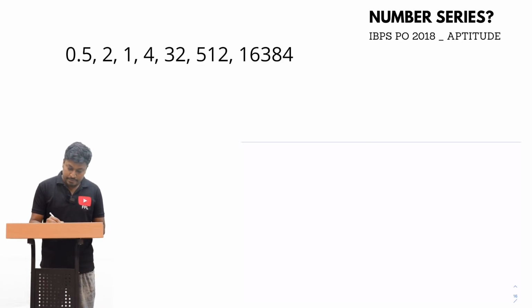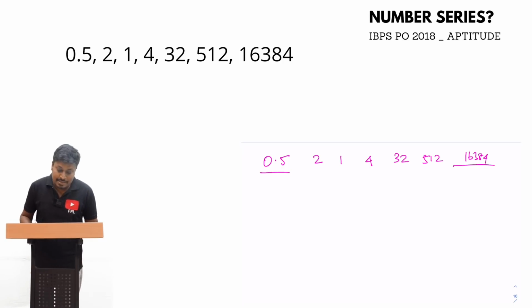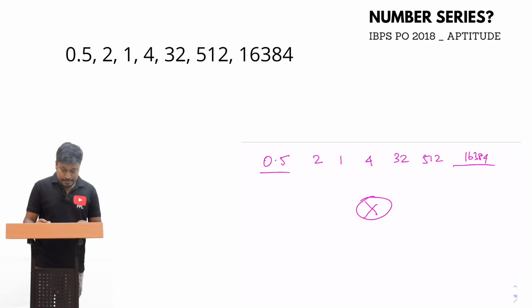So 0.5, 2, 1, 4, 32, 512, 16384. Just see, the starting number is 0.5, the ending number is 16,384. So definitely they have used the major operator, that is multiplication. So I think it must be like 4, 8, 1, 4, 32, 512. Just see the series 1, 4, 32, 512. Easy to find. What they have done? 1 into 4, 4 into 8, 32 into 16. So they have used this pattern.